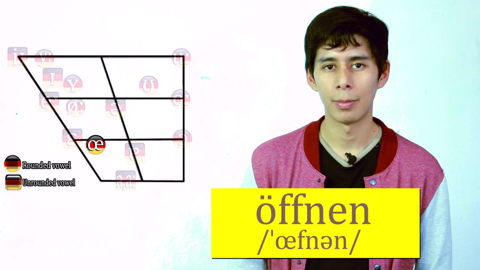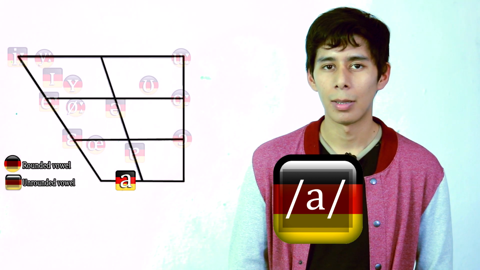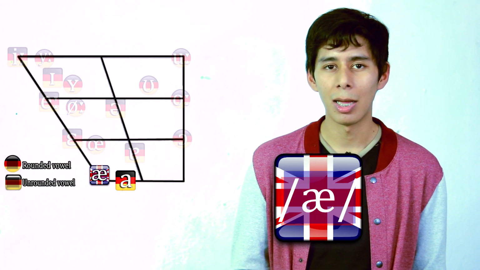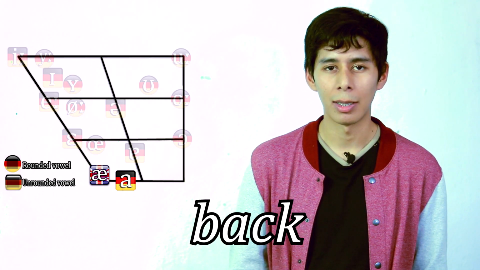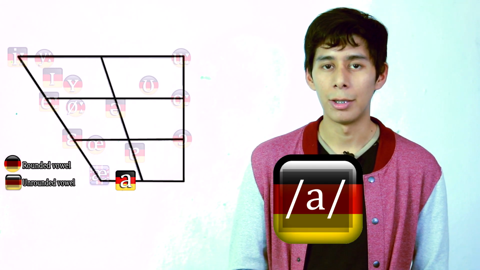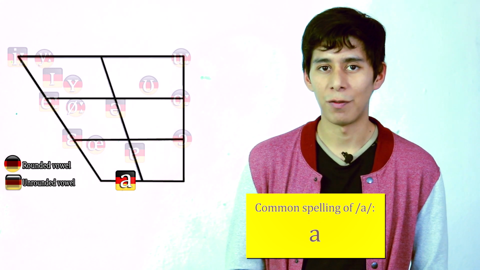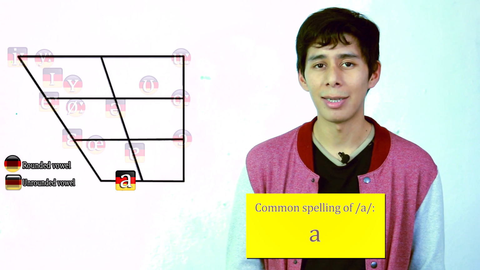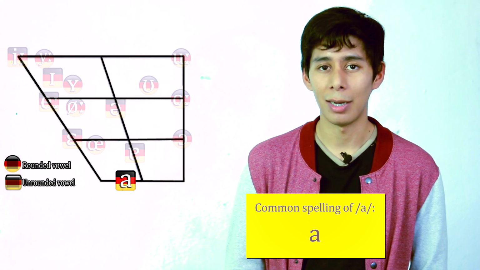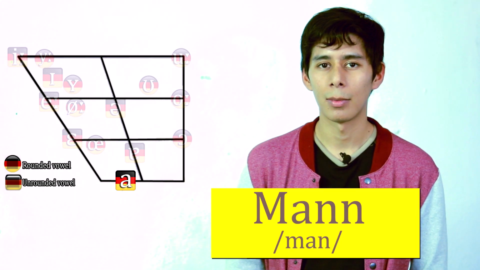The next vowel is A. We can say that this sound is practically the same A found in the English word bag as it is pronounced in British English. In German, this sound is always represented by the letter A, and as we can hear, this is a short vowel sound. As a short vowel sound, this sound normally appears in closed syllables. For instance, in a word like man.